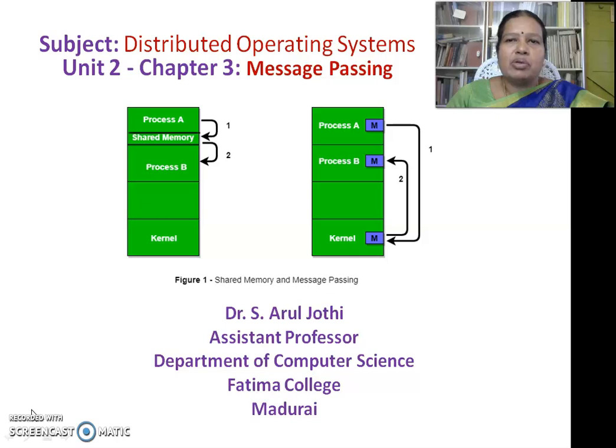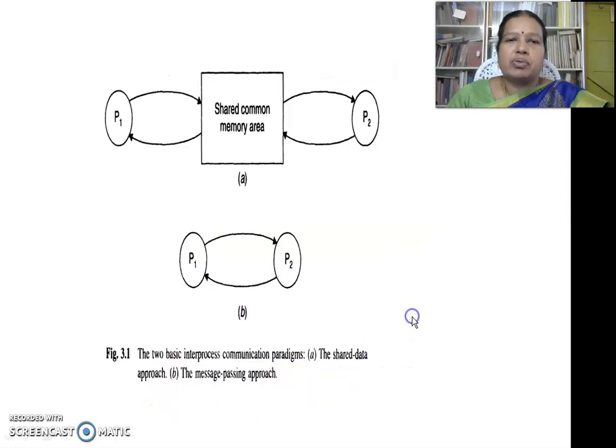Today we are going to discuss some basic concepts in message passing in distributed operating system. So we have two types of message passing basically. One is shared memory approach and another one is message passing approach. Here is the diagram which illustrates the shared memory approach.